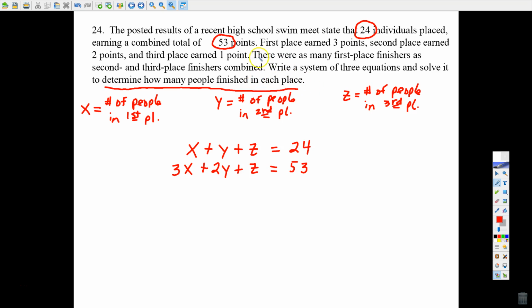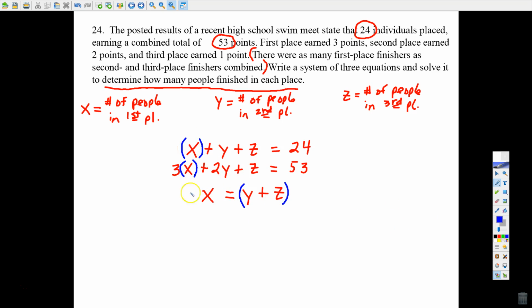The third equation is going to come from this little sentence right here. There were as many first place finishers, that's what X stands for, as second and third combined. So the first place finisher should be the same as second and third added together. And so there's the system. It says to write a system of 3 equations. There it is. And since this last equation shows X already solved for, it makes sense to use substitution. So if X equals Y plus Z, then we're going to replace the X variable in the other 2 equations with Y plus Z. And so that's going to look like this.